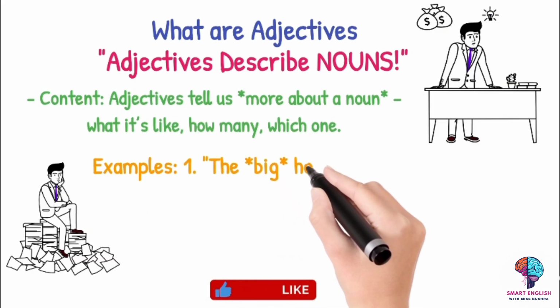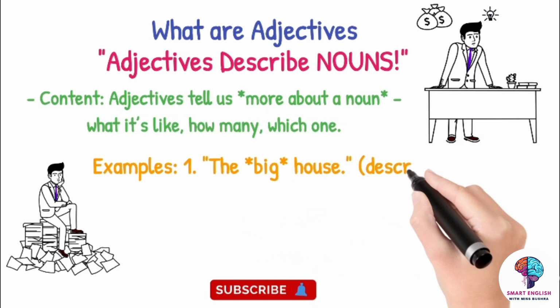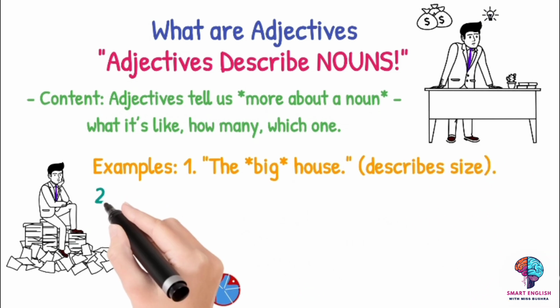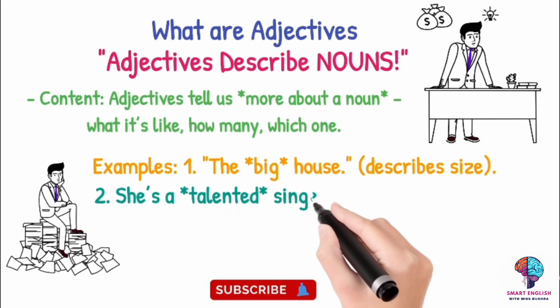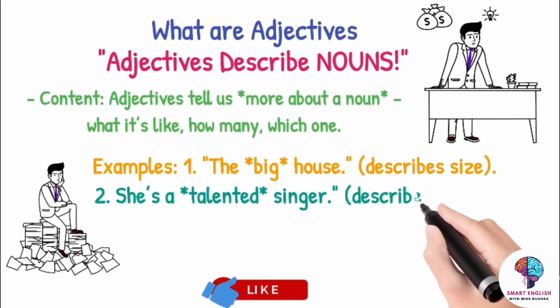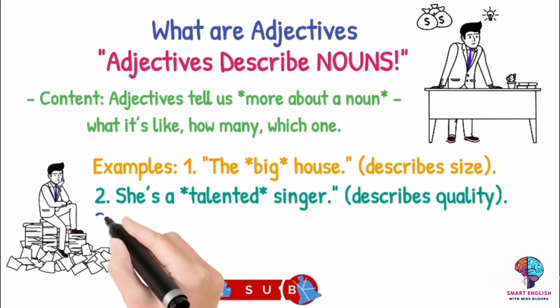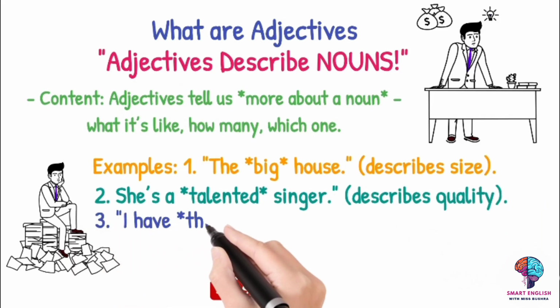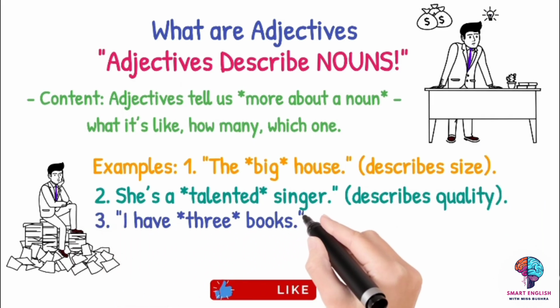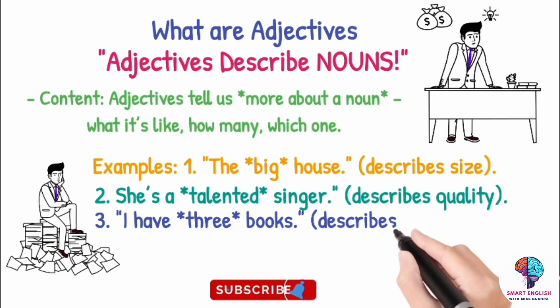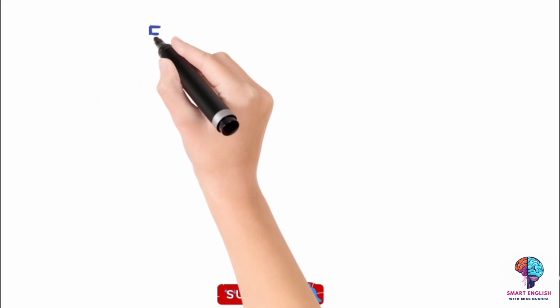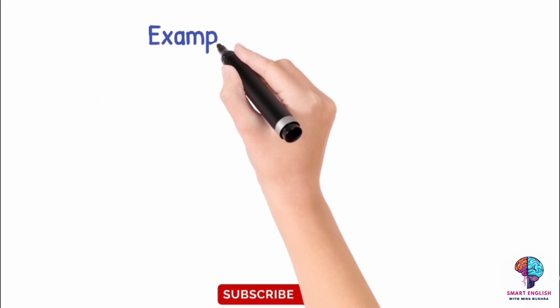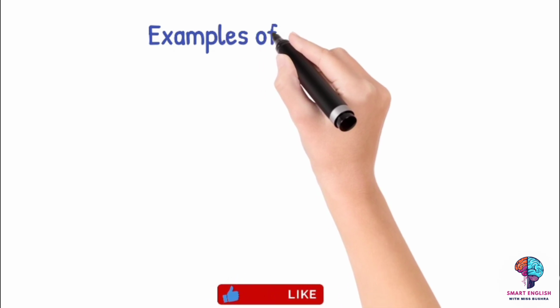So, adjectives tell us about a noun. They define more about a pronoun. They tell us how it looks, or how many, or how much, quantity. For example, the big house. It describes the size actually. She is a talented singer. It describes quality. I have 3 books. It describes quantity. Whatever the adjectives are, they define any noun or pronoun.